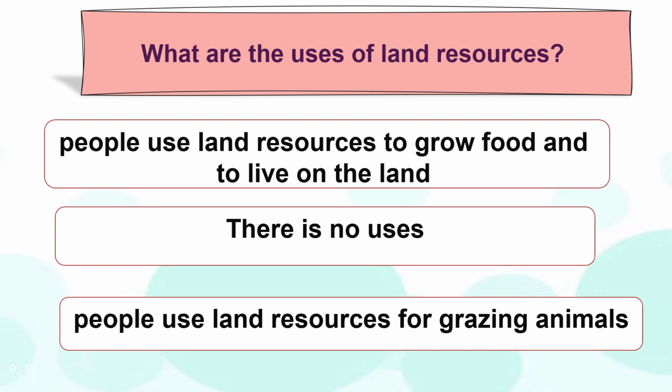What are the uses of land resources? People use land resources to grow food and to live on the land. There are no uses. People use land resources for grazing animals. There are two answers, the first and the third.